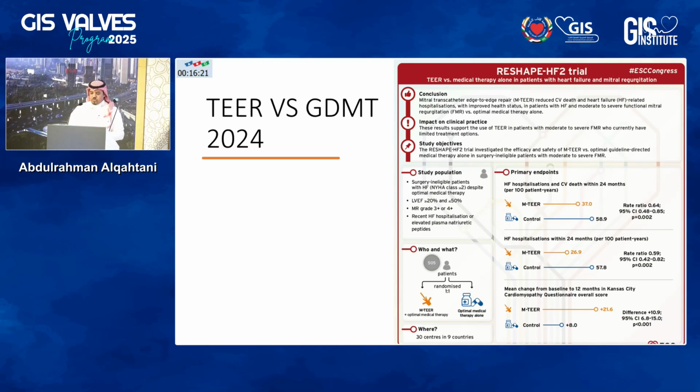And the hospitalization for heart failure within 2 years was significantly lower. In terms of quality of life, there was much improvement with TEER in those patients. So TEER versus guideline-directed medical therapy, it does better. Again, you try to choose the right profile of patient, and if they're not a candidate, then you could still consider it, but with some caution.